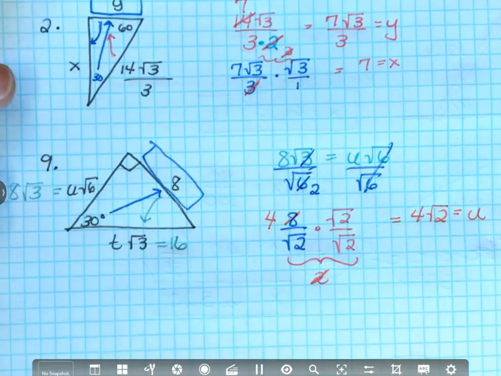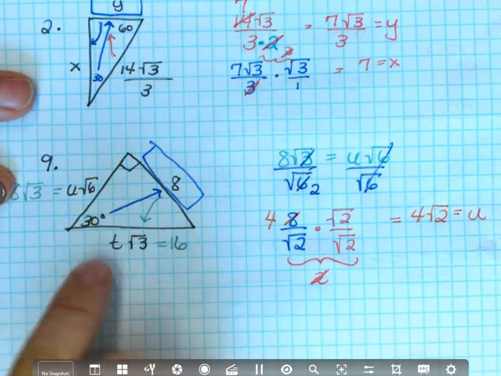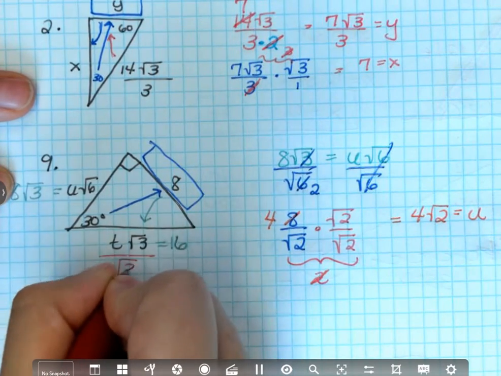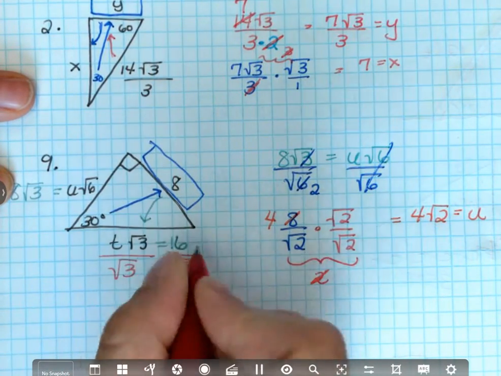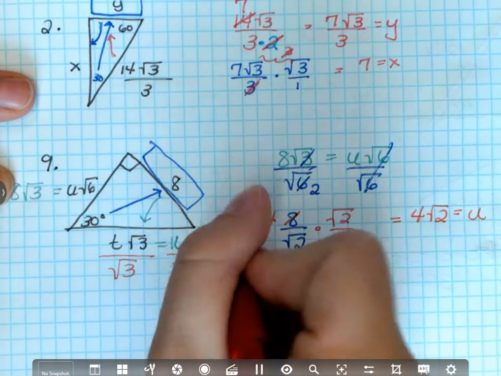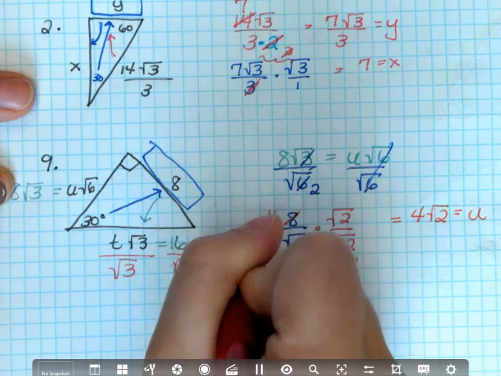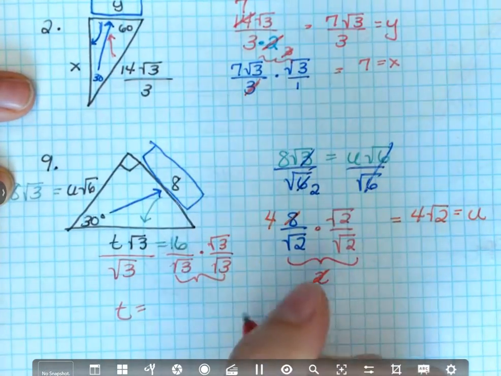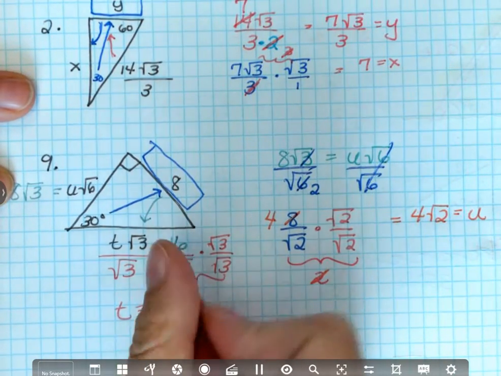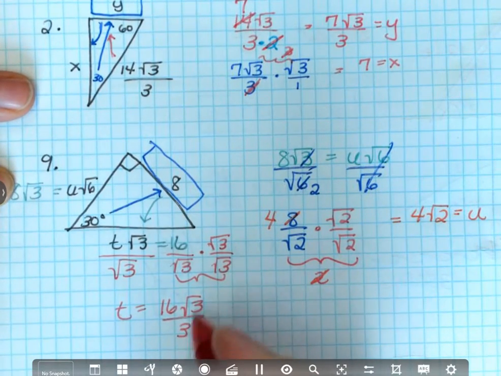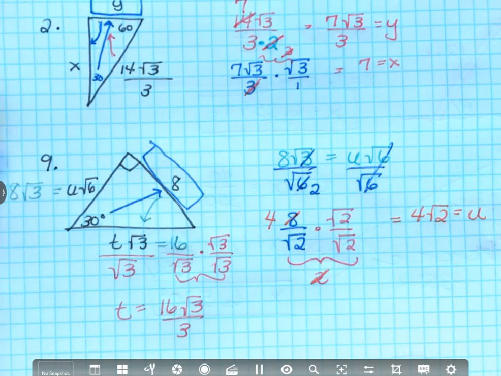And I'm going to do the exact same thing for t. How do I get the t by itself? Divide by root 3. Only I can't have a square root of 3 in the denominator, so what do I do? Rationalize. I love that you guys are even saying the right thing. So root 3 times root 3 is 3. Does 3 go into 16? Nope. So I'm just going to leave 16 root 3 over 3. Do these two simplify? Nope, because you've got one inside a radical, one outside.